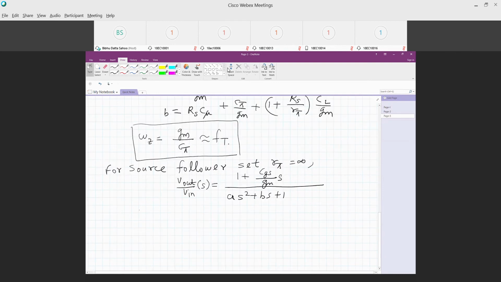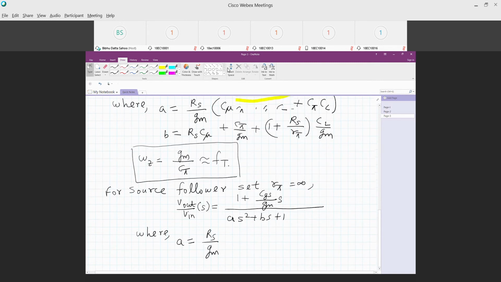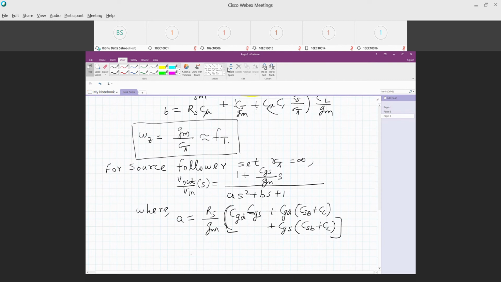where a equal to rs over gm, which is similar to that, and then here you'll have the product cgt, cgs, csb plus cl plus cgs, csb plus cl, and b is equal to rs cgt plus cgt plus csb plus cl over g.